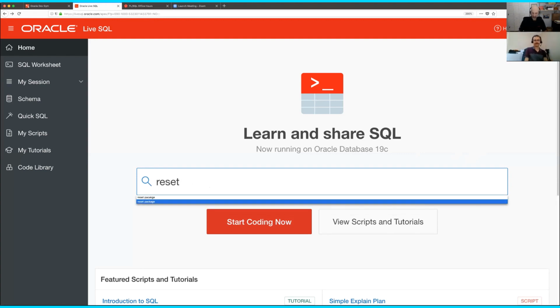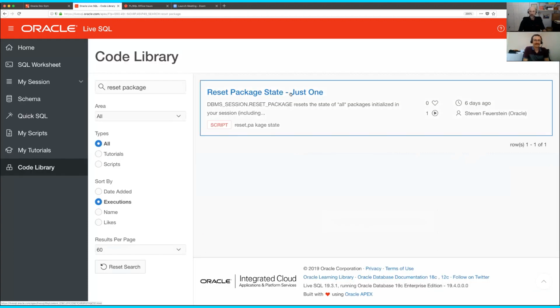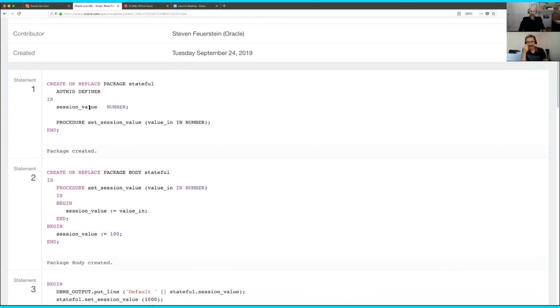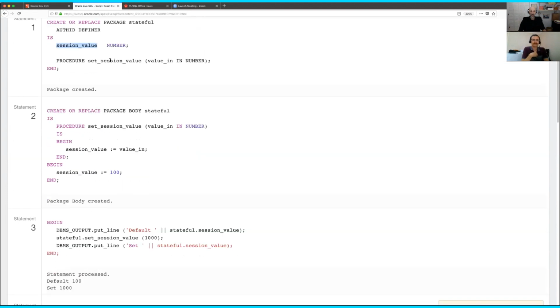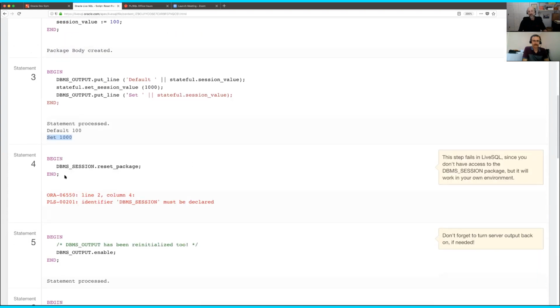All right. This time I'll spell it right too. So reset package state, just one. So here's an example of a package that could be stateful. I've got a variable at the package level, and I've got a procedure to set the value. I also initialize it in my initialization section. So I set my default value. I can see my default value, which is set simply by referencing the package. As soon as I reference the package right here, that causes this code to run and displays 100. Then I'm going to change the value to 1,000. You can see the value set to 1,000. If I try to reset package, well, you can try it yourself.